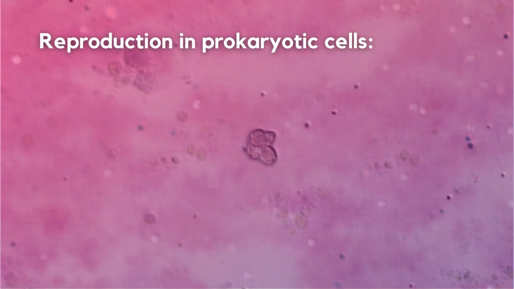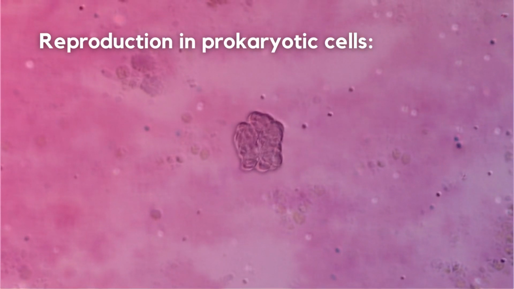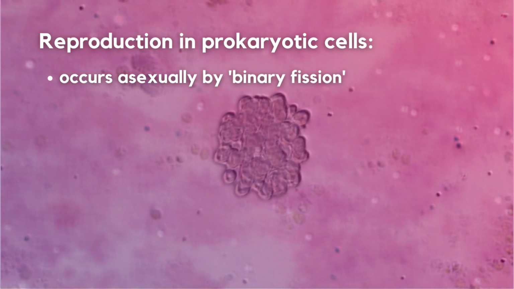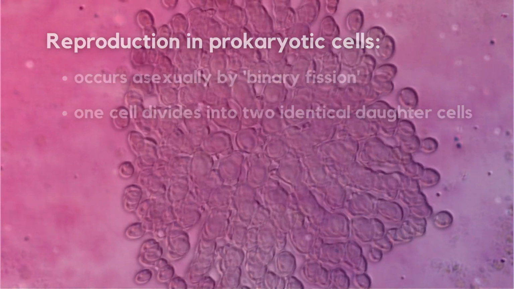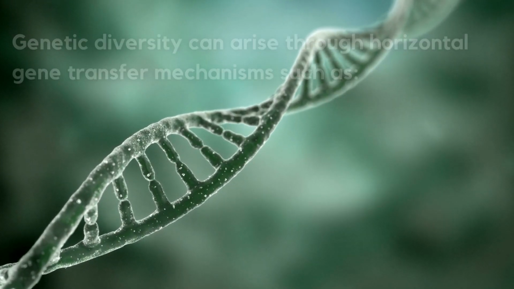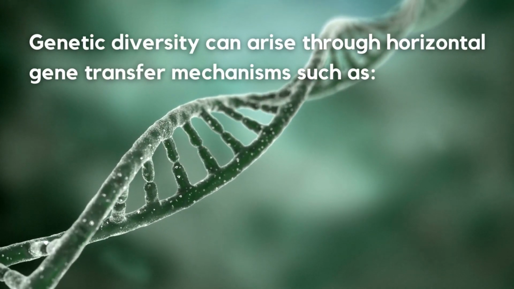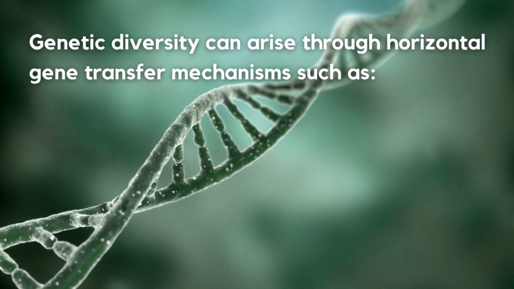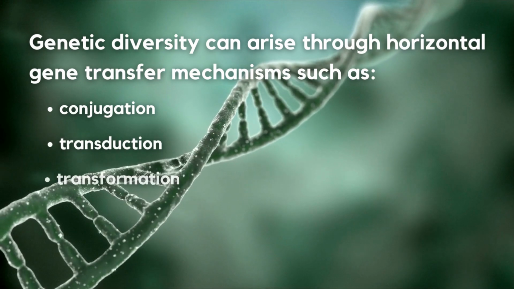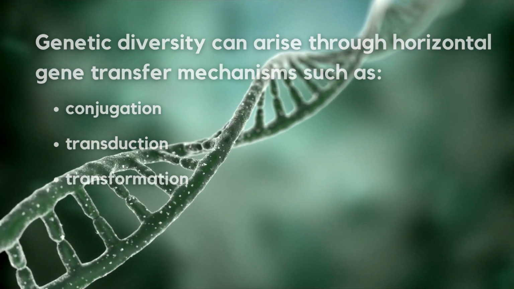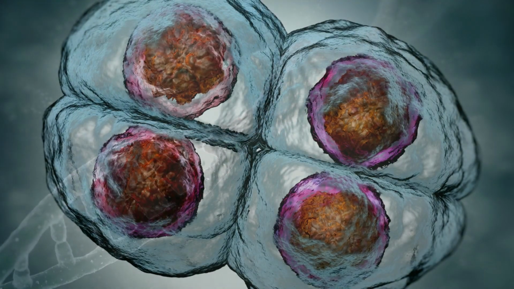Reproduction in prokaryotic cells occurs asexually through binary fission, where one cell divides into two identical daughter cells. Genetic diversity can arise through horizontal gene transfer mechanisms like conjugation, transduction, and transformation. Now let's move on to eukaryotic cells.